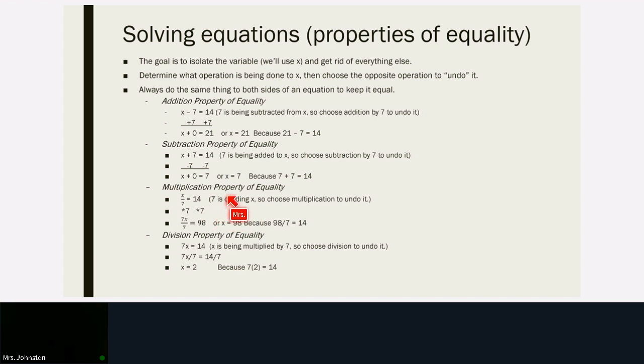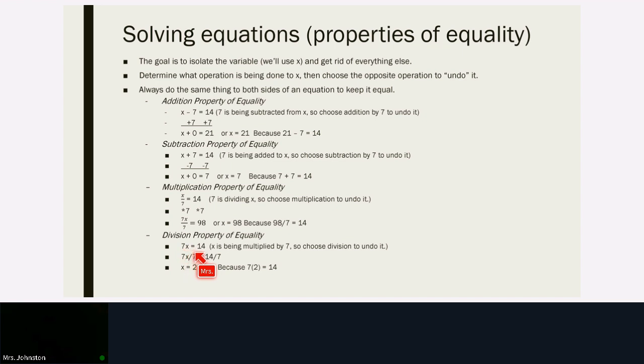The multiplication property of equality is the same thing, but it occurs when x is being divided by a number. You have to do the opposite. The opposite of division is multiplication. So here, x over 7 means x divided by 7. So you'll multiply both sides by 7. The 7's cancel out to 1, leaving just x, and the value on the right becomes greater by a factor of 7. The same thing is true for division.